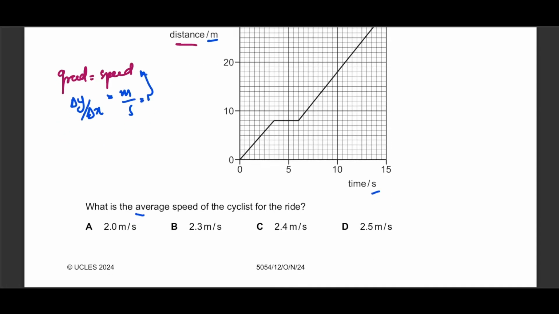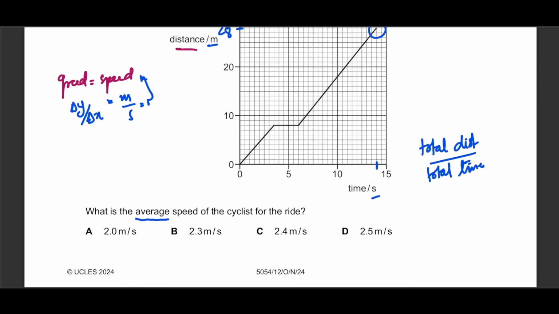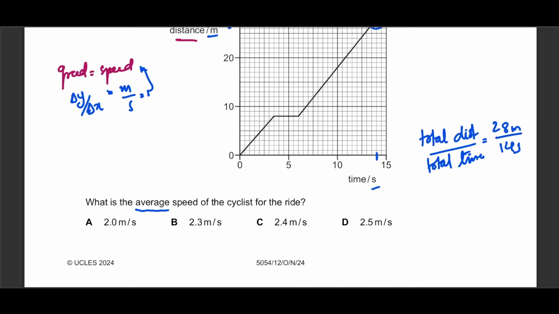Now it's asking you about the average speed, which would mean that it is going to be the total distance covered by the object divided by the total time taken by the object. So the total distance by the object will be the end of the journey, which is this point. This is 28. And since it mentions it is for 14 seconds, we can read this from the graph, or you can just take it from the question. So this will be 28 meters covered in 14 seconds. So this simply comes down to 2.0 meters per second, which is option A.